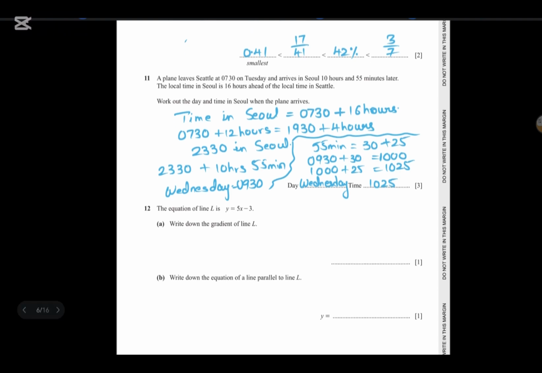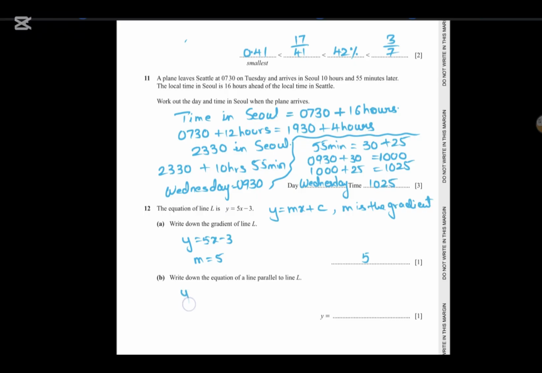Question 12. The equation of line L is y is equal to 5x minus 3. Write down the gradient of the line L. So for this you should remember that the general form of the equation is y is equal to mx plus c, where m is the gradient. So y is equal to 5x minus 3, m is 5 here. The gradient is 5.